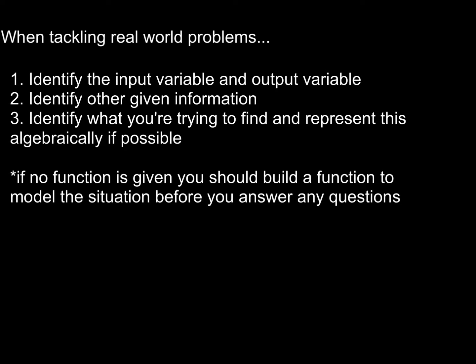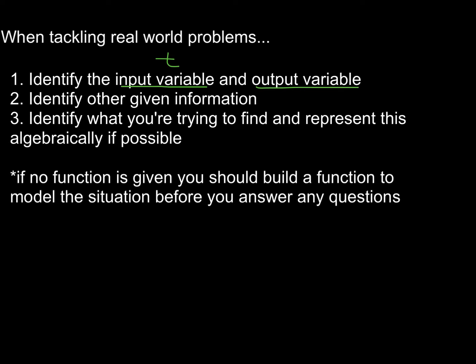Before we take a look at a couple of problems, we want to make sure that we understand a couple of steps that will make sure we're successful to the best of our ability here. So when we're tackling a real-world problem, you want to make sure that you identify the input and output variable. In most situations, the input variable is going to be some sort of time. This is usually represented by t, but that doesn't have to be the case. That's usually going to be the input variable or the independent variable, and the output variable can be some amount of something, or distance traveled or something like that.